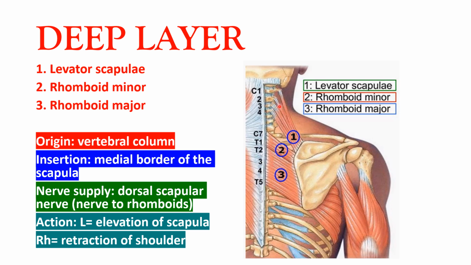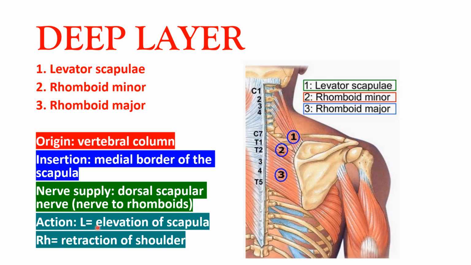The first muscle, levator scapulae, spans from the superior angle of the scapula all the way to the crest of the spine. Then we have the second muscle, the rhomboid minor, just opposite to the crest of the spine. Then we have the rhomboid major, which starts from the crest of the spine all the way to the inferior angle of the scapula. For the nerve supply, it is supplied by the dorsal scapular nerve, or nerve to rhomboids.